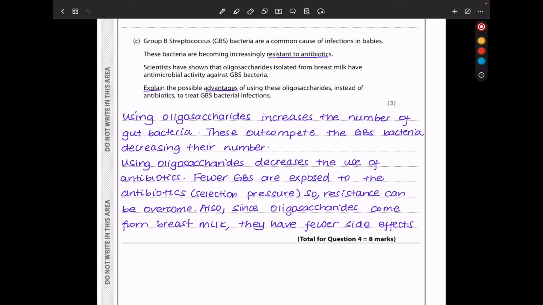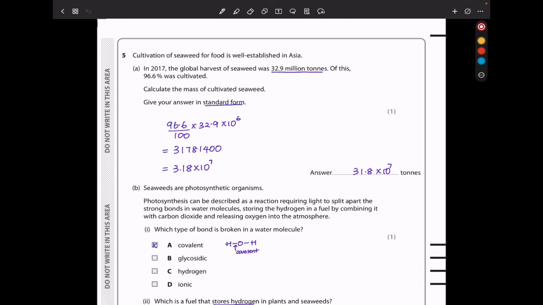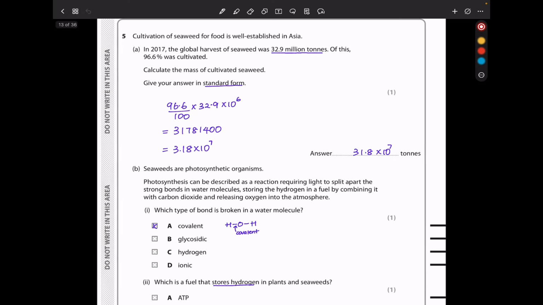So this brings us to the end of question 4. Let's continue to question 5. In question 5, cultivation of seaweed for food is well established in Asia. In 2017, the global harvest of seaweed was 32.9 million tons. Of this, 96.6% was cultivated. Calculate the mass of cultivated seaweed and give your answer in standard form. So this is going to be 96.6 divided by 100 times the total, which is 32.9 times 10 power 6.